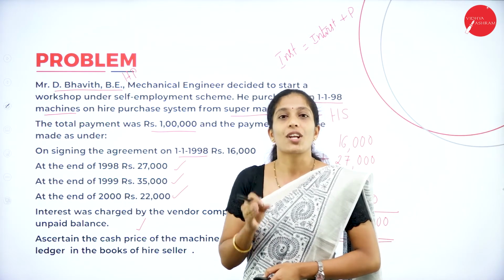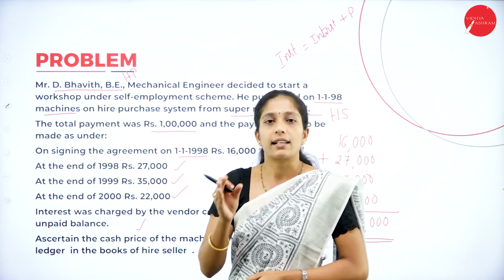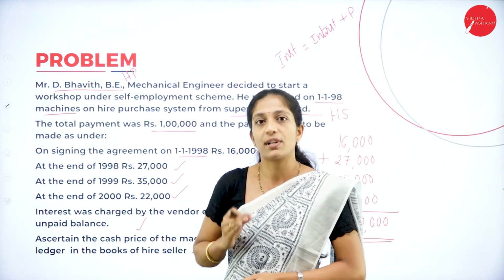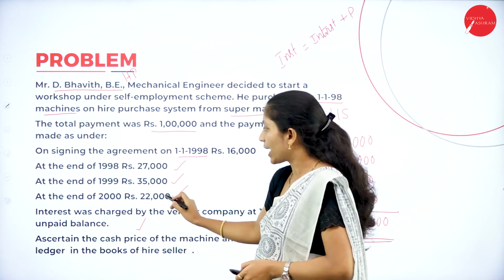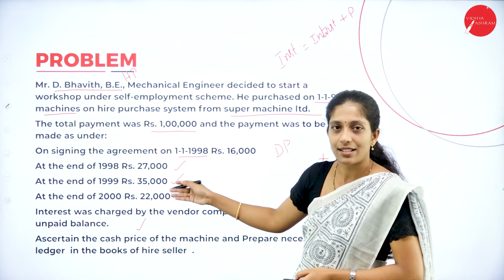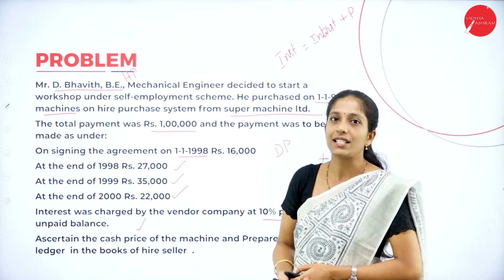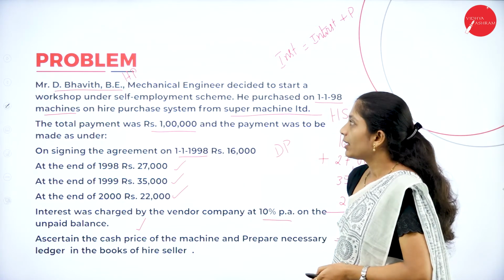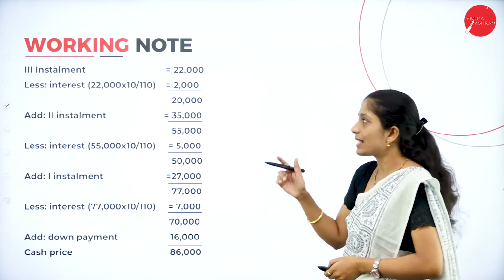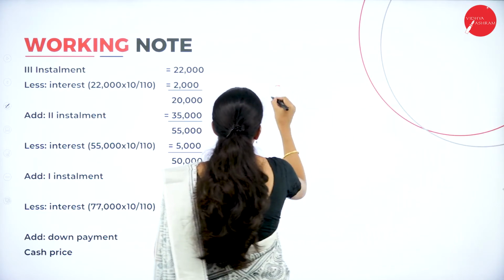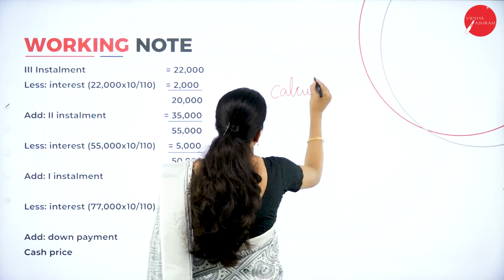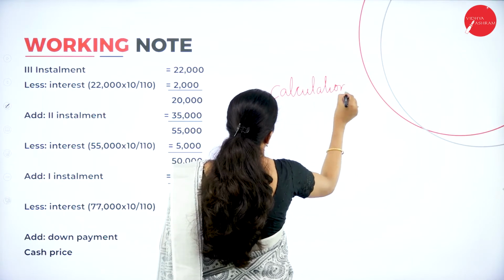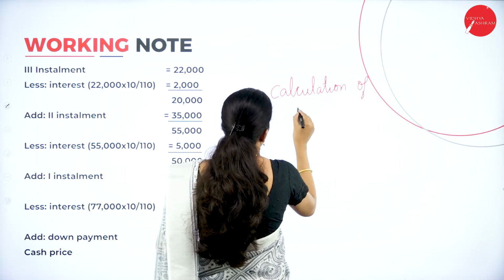In a previous session, I told you how to calculate the cash price. We have to go from downwards. That is, first we take the last installment, next the second installment, next the first installment. Clear? Now, go through the working note here, that is, the calculation of cash price.